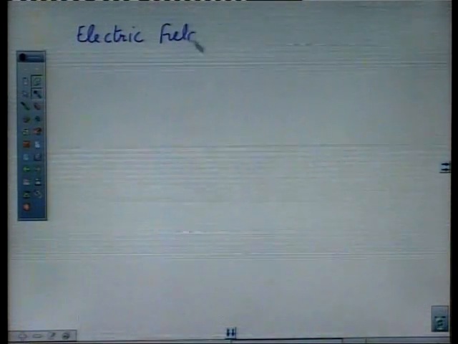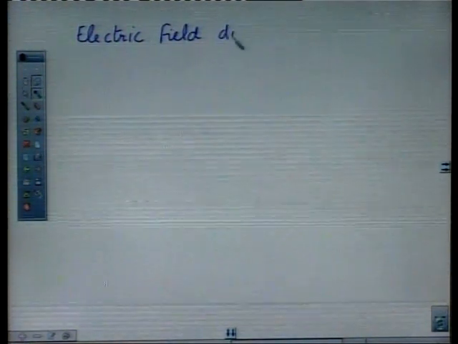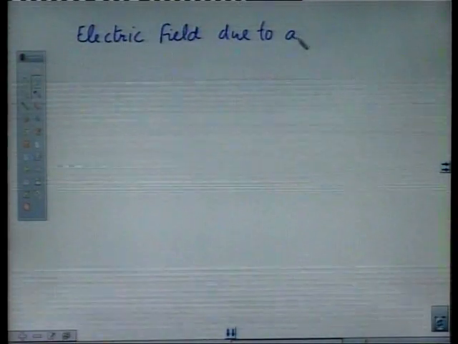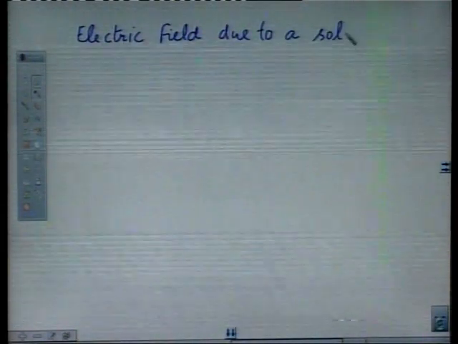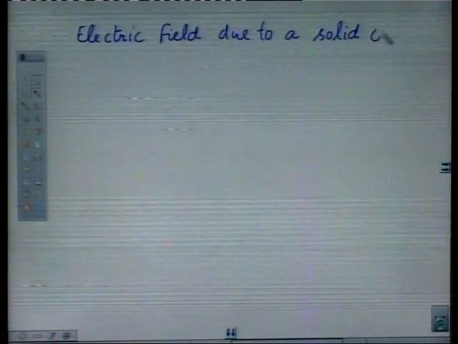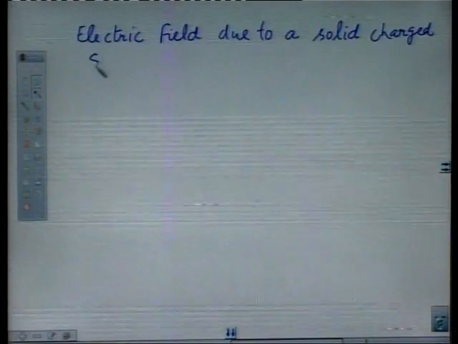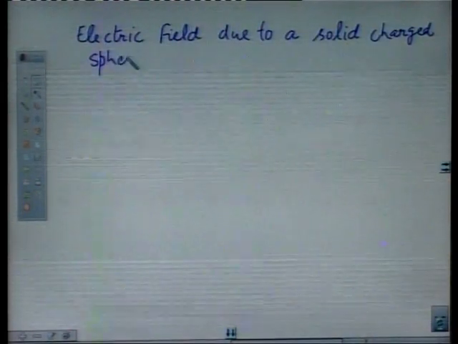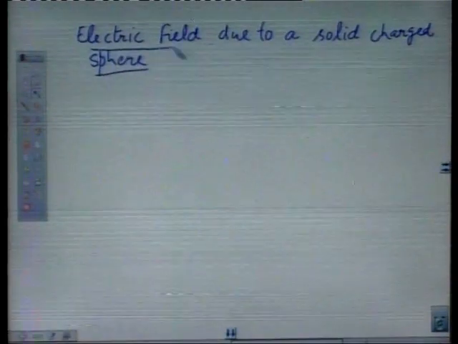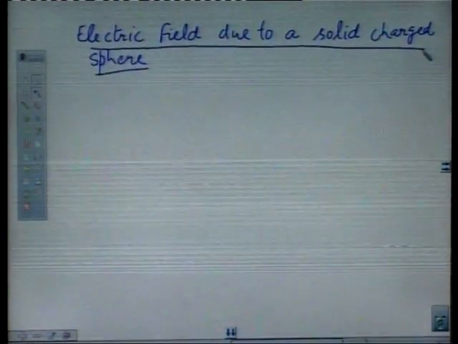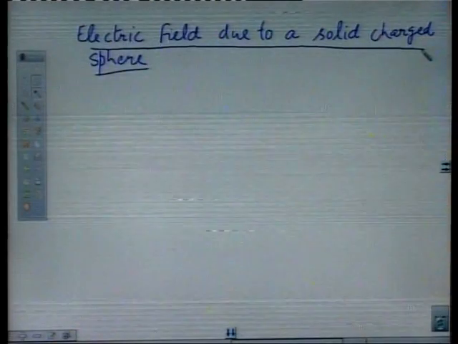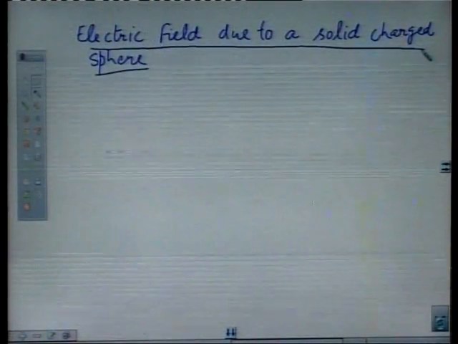Now the second application is we can find the electric field due to a solid charged sphere.